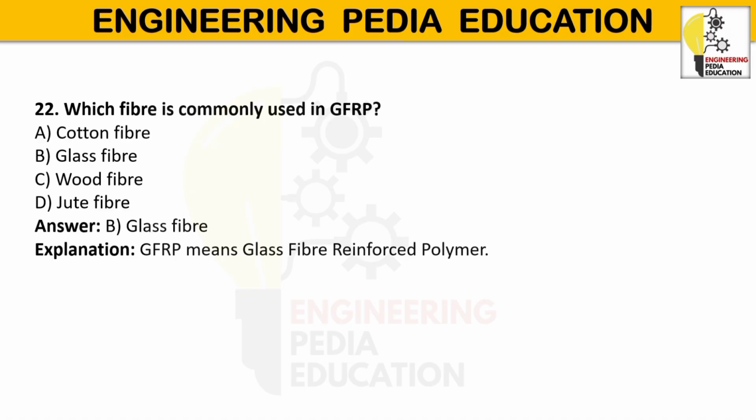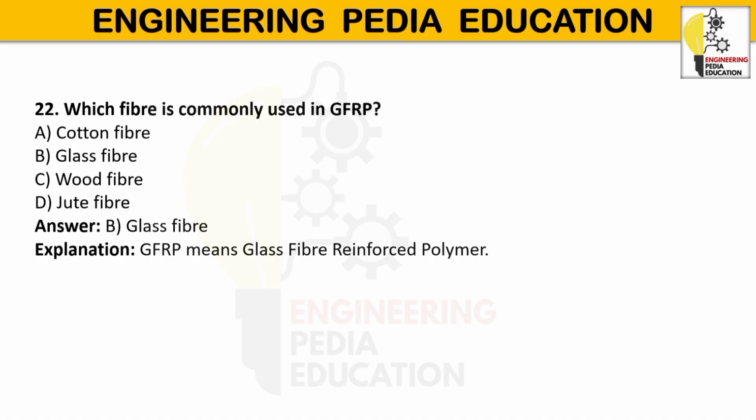Glass fiber reinforced polymer. GFRP is a composite material made by combining glass fiber with a polymer resin such as epoxy or polyester. The glass fiber provides high tensile strength while the resin binds the fibers together and protects them from moisture and chemical attack.